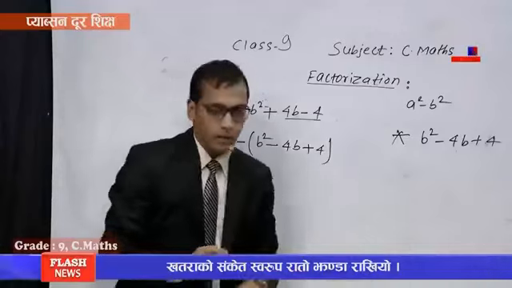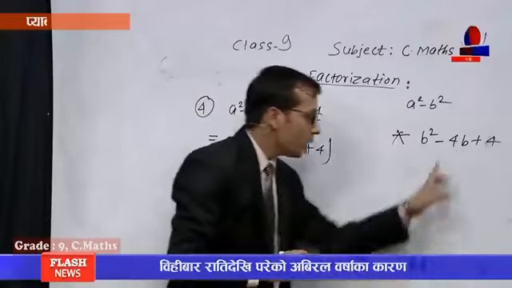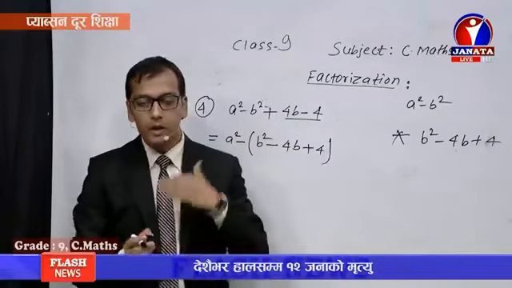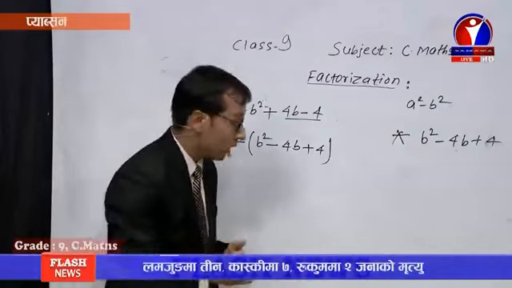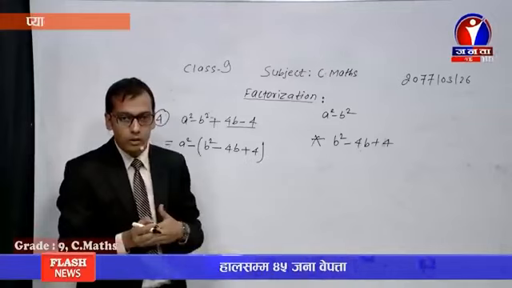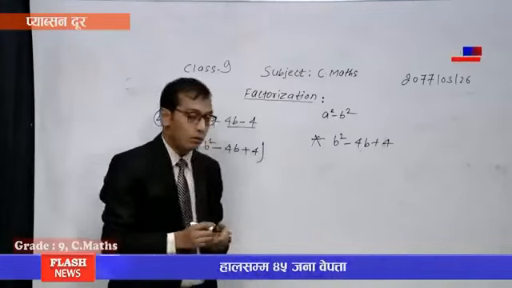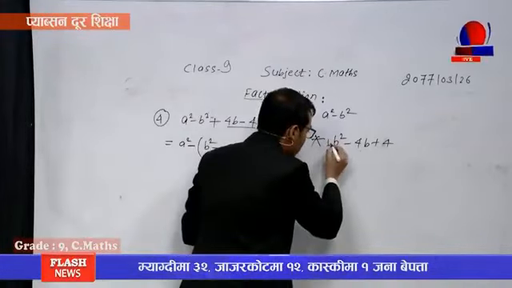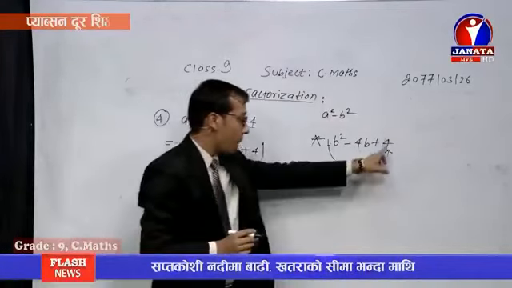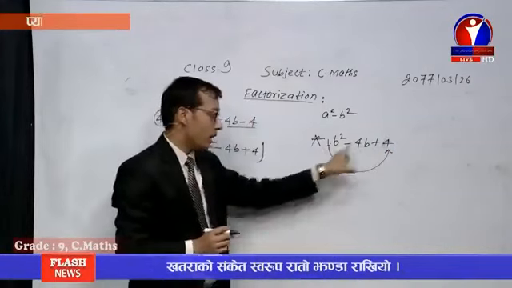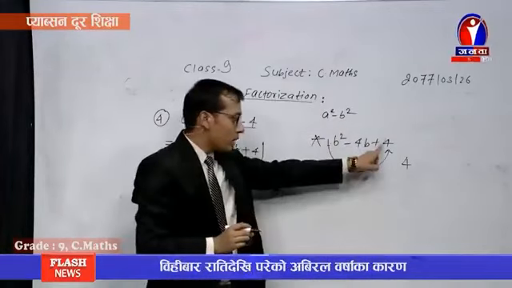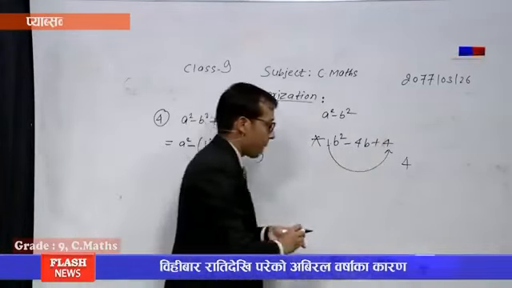How do we factorize this? Now for this, we simply can split the middle term. While splitting the middle term in any expression, what we need to know is, let's find two numbers whose product is the product of the coefficient of b square times the constant term. So what is the product of constant term 4 and coefficient of b square? 4 times 1 is 4, product is 4, and sum of two numbers should be 4.